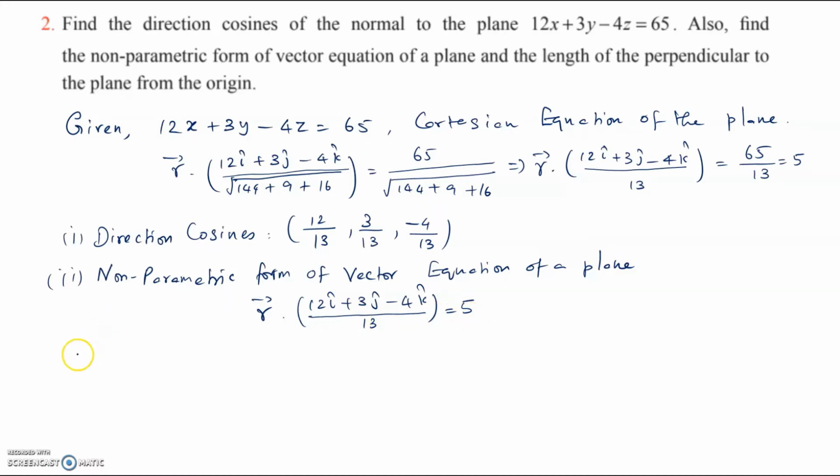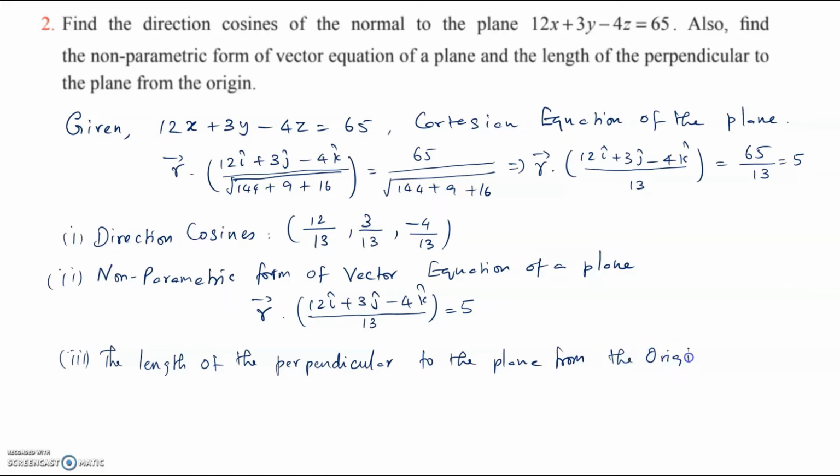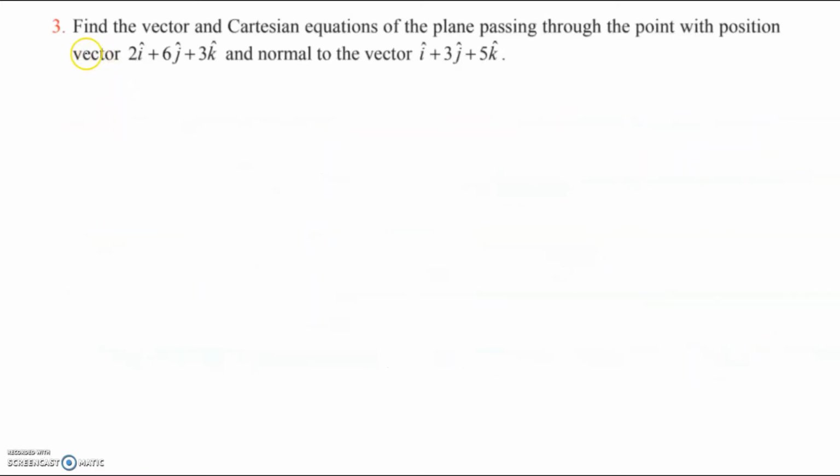So the length of the perpendicular to the plane from the origin is 5 units.